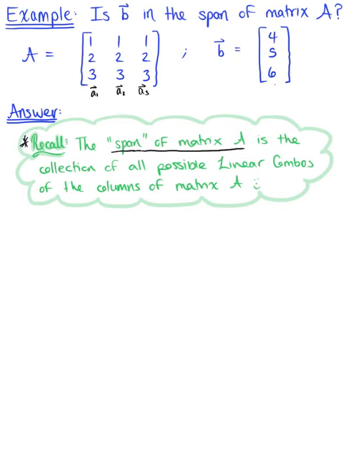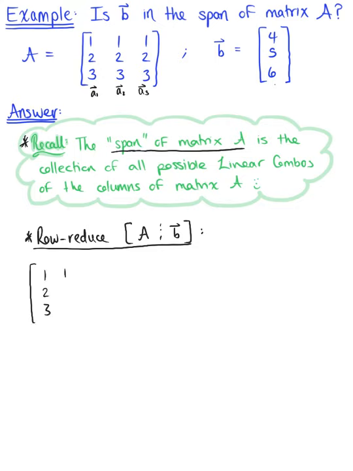So how do we determine if vector B is in the span of A? Well, we are going to need to row reduce the augmented matrix. So we're going to need to row reduce matrix A augmented with vector B to see if echelon form exists. So here we go. Let's check. We have our matrix A, which is 1, 2, 3, 1, 2, 3, 1, 2, 3. There's your coefficient matrix. And we're augmenting this with the vector B, defined as 4, 5, 6.